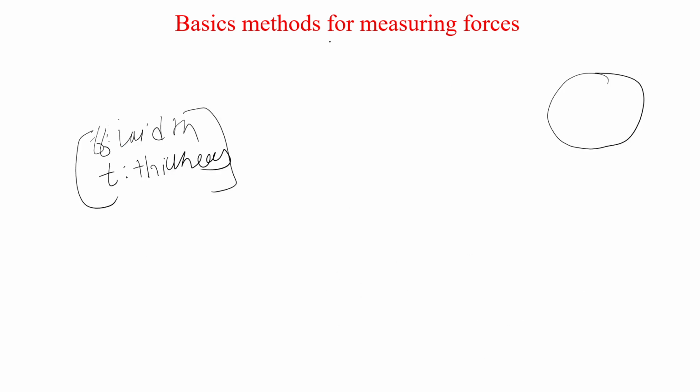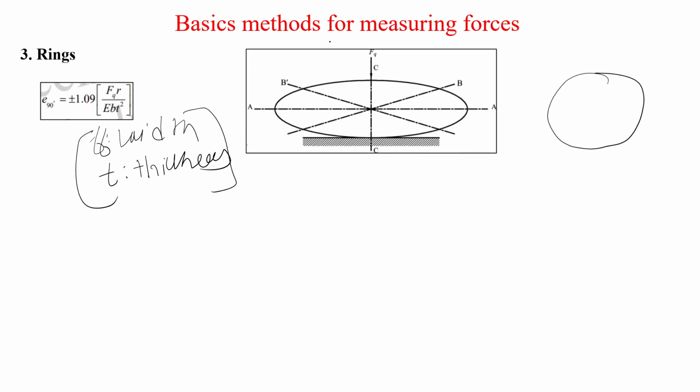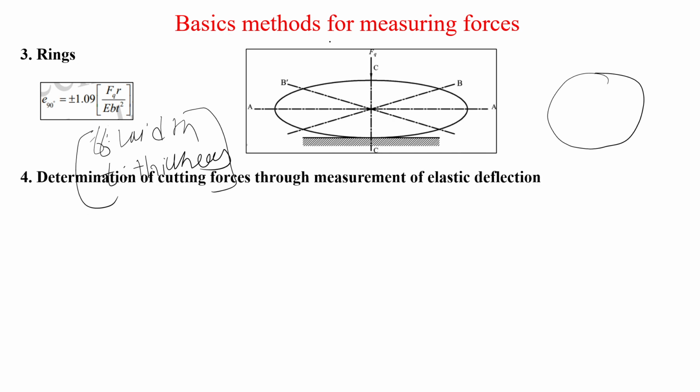Okay, and for this method the formula is plus minus 1.09 FR upon EBT square. This is a basic formula you should know, so that while solving numericals it will be very easy for you to solve. Now coming to one more method.